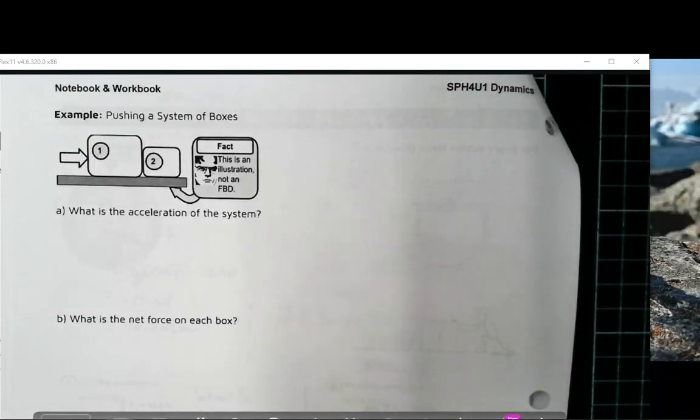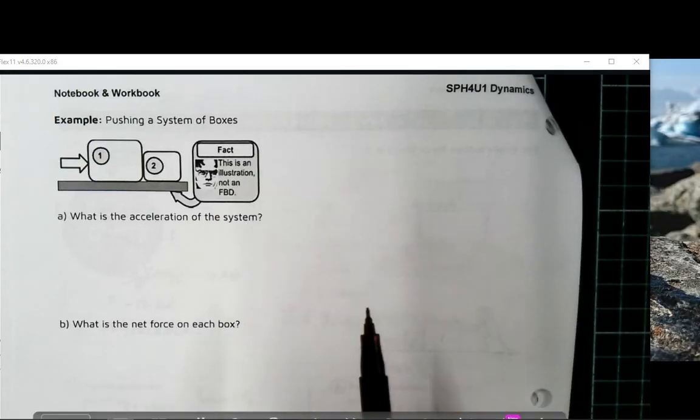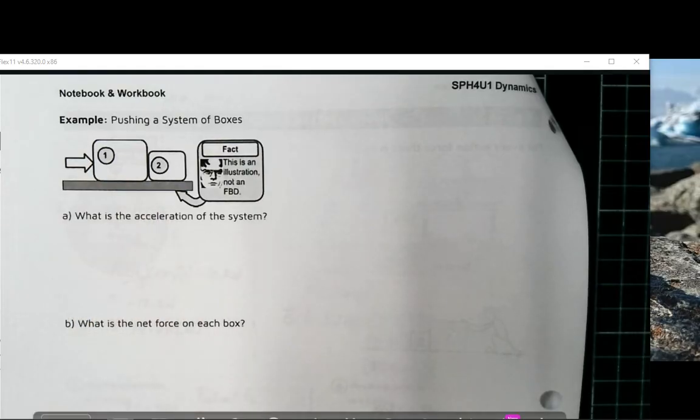We have this character here, and some people may recognize the character from a popular office-based comedy series. Reminding us that this is not a free body diagram. This is an illustration, okay? So if you draw a picture like this where there's all this table involved and some boxes and stuff, this is an illustration. It's not a free body diagram.